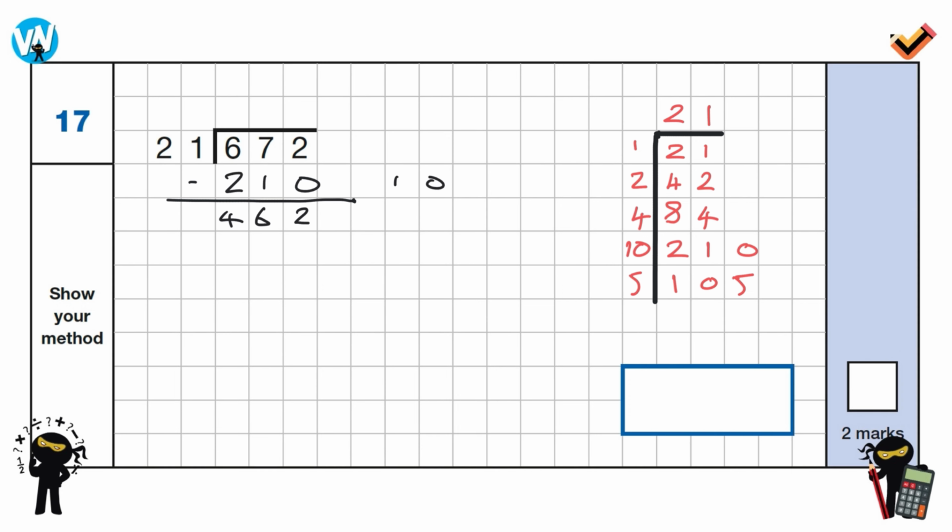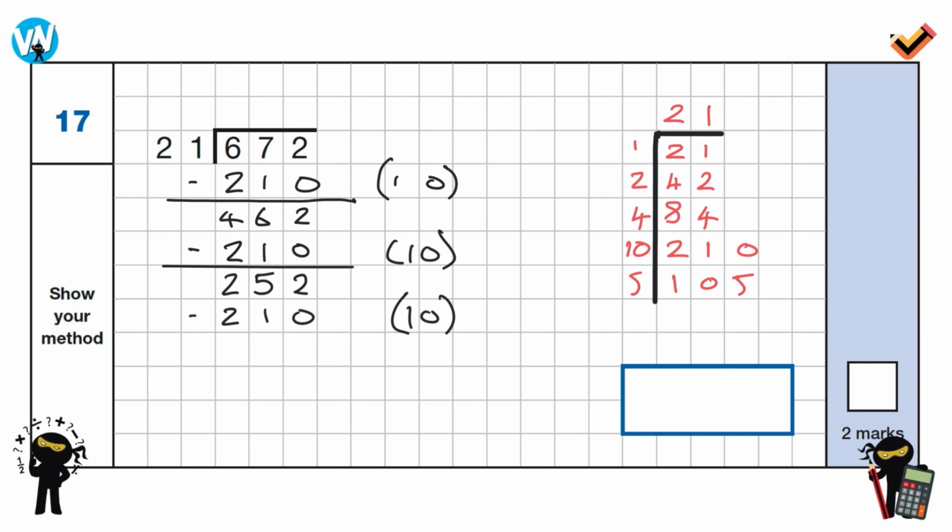That was 10 lots. So I'm just going to take away another 10 lots. So take away 210, which is 10 lots. Again, get the ruler. 2 take away 0 is 2. 6 take away 1 is 5. 4 take away 2 is 2. So I'm left with 252. So again, I can take away another 210. 10 lots. Take that away.